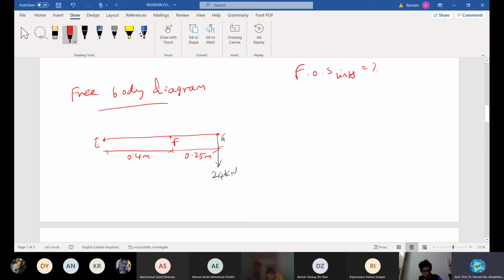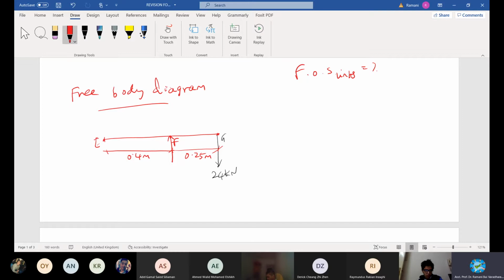When it is subjected to loading, automatically there will be a reaction at the pins, isn't it? Vertical reaction at the pins. What will be the direction of reaction at this point? It will be vertically upward like this. Reaction will be developed due to the loading. Reaction will be developed at F.